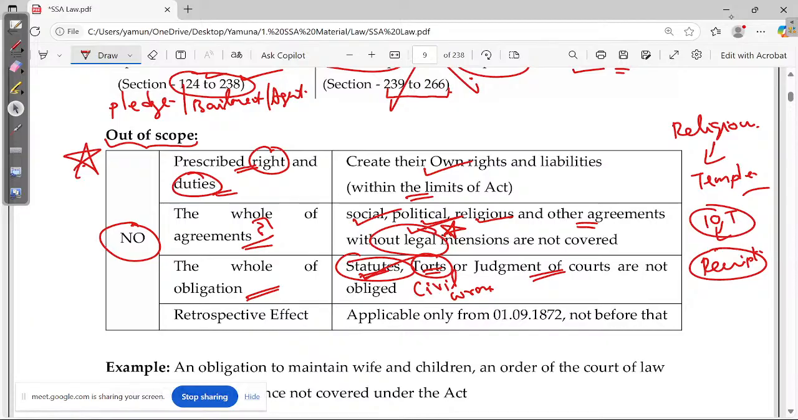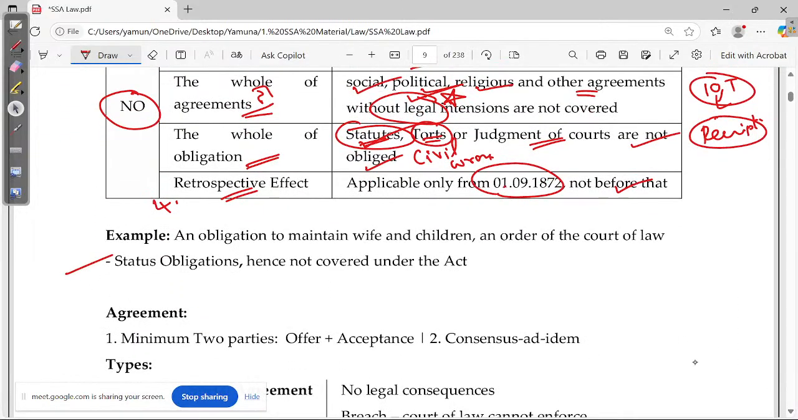If the judgment is given, who is the judge there? He is the king, the lawmaker. He is the lawmaker for that case. He has given the judgment, so everybody has to follow. Nobody can say, no, I'm not going to follow it because it's not there in the Indian Contract Act. So these are not obliged. Obliged means you will not follow. And the fourth one, yes, we know, retrospective effect. No retrospective effect: it is applicable only from this date and not before. Is it okay? You can just go through this example.